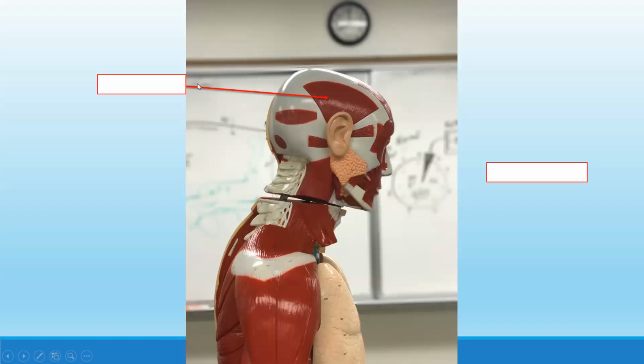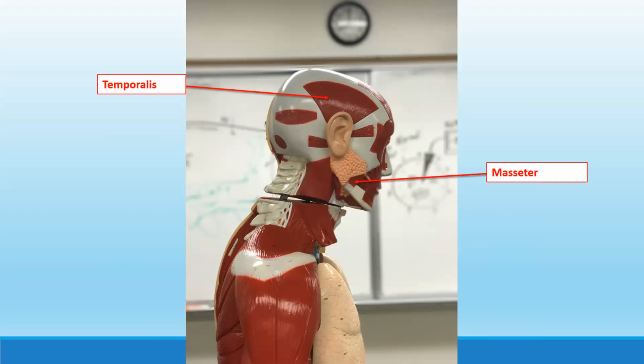Now let's take a look at some other muscles here. This is the other chewing muscle, the temporalis muscle, located on the temporal bone. Its origin is the temporal bone. It inserts on the mandible. The masseter inserts on the mandible. Both of them are designed to raise the mandible up against the maxilla.